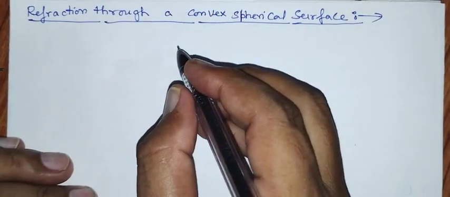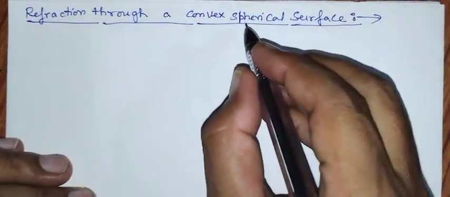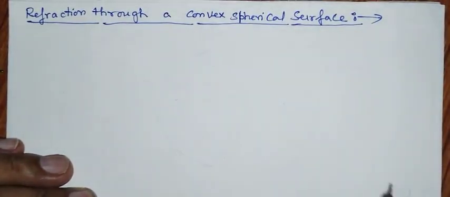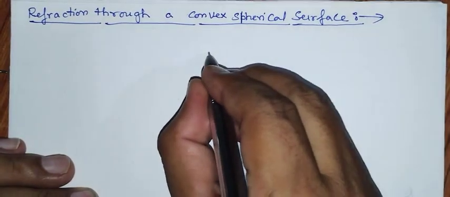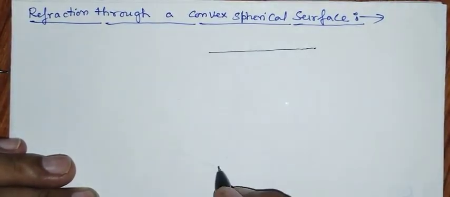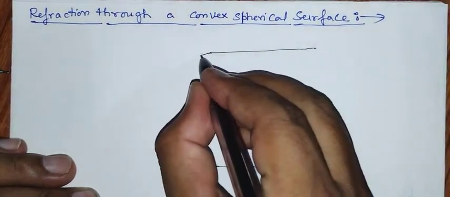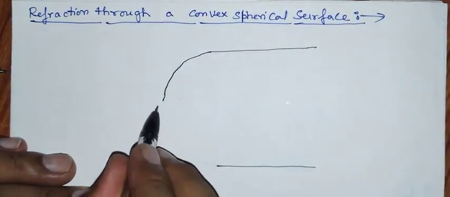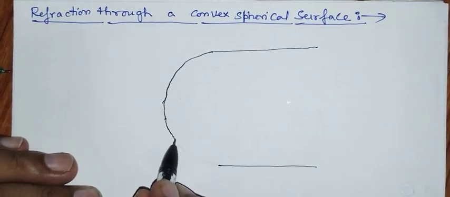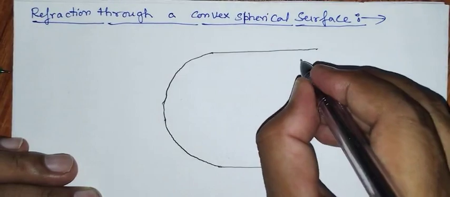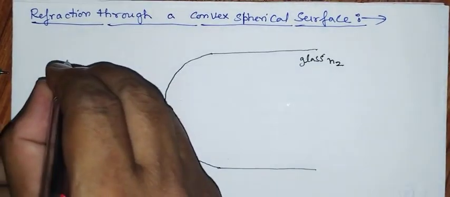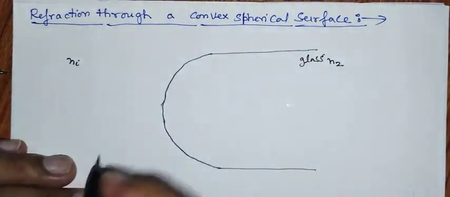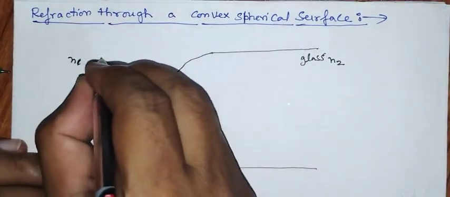Hello everyone. We are going to see the topic refraction through a convex spherical surface. So to see the total refraction phenomena through this convex spherical surface, let us consider a spherical convex surface. Here suppose glass having refractive index N2, and in this medium, refractive index N1 of the first medium.